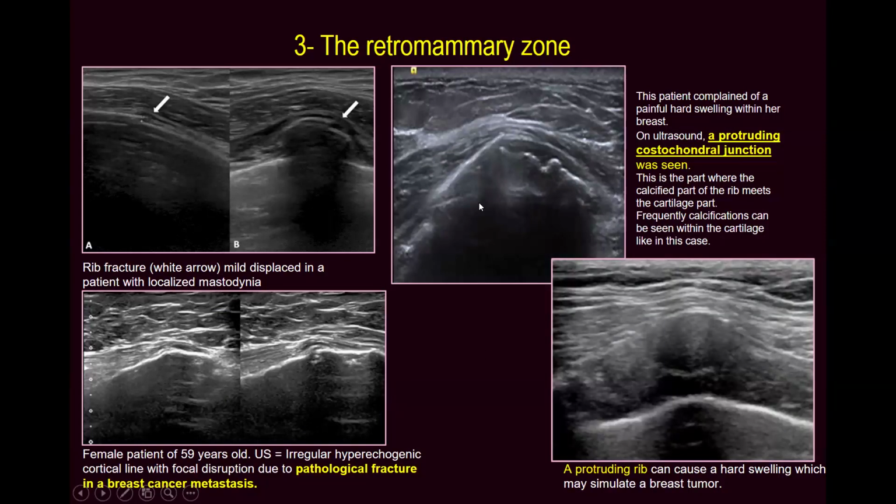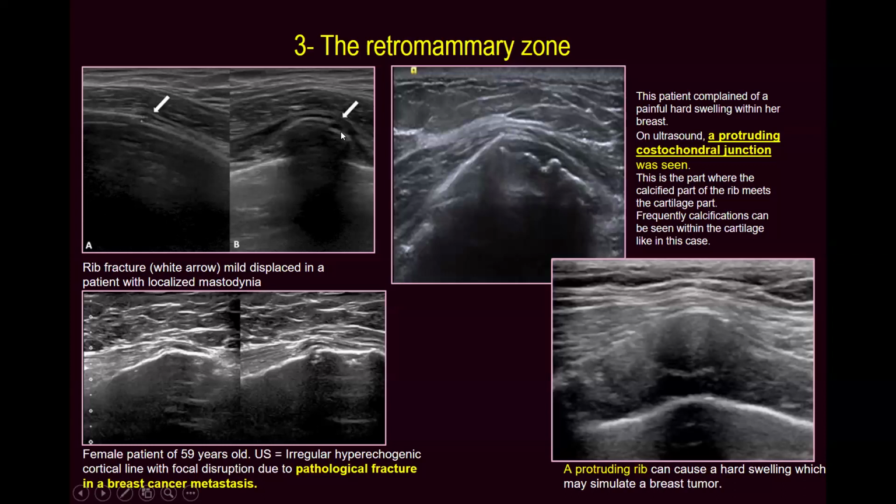This lady presented with a painful swelling in her breast. On ultrasound, it demonstrated a protruding costochondral junction. You see, it was the costochondral junction presenting as a palpable, painful breast swelling. Again, another example here: this is a deformed rib protruding anteriorly, presenting as a breast swelling. Okay, so these are two examples of non-glandular breast lesions from the chest wall.